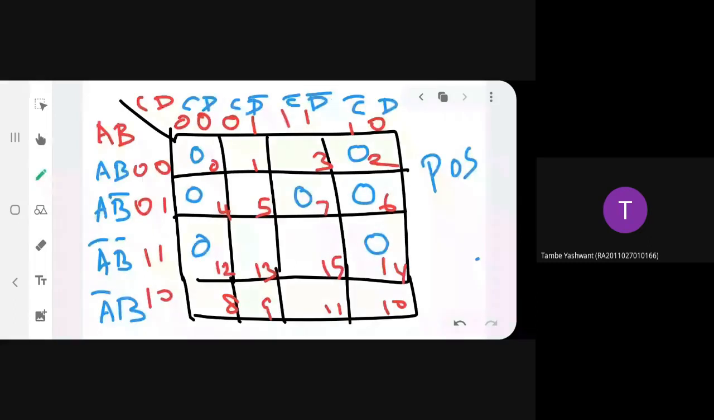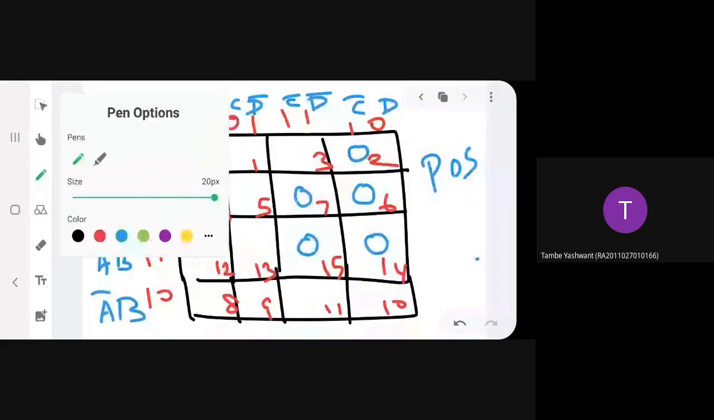And 15. Okay, unlike the previous case where you solved problems on SOP, here it is POS, so I have to fill the cells with the zeros only. Remember the difference. Now the next thing is grouping. As usual, grouping won't change. So I can group it as a singleton or a pair or quad or octet. What are the possible ways that I can group it? Group the zeros. First 0, 4.